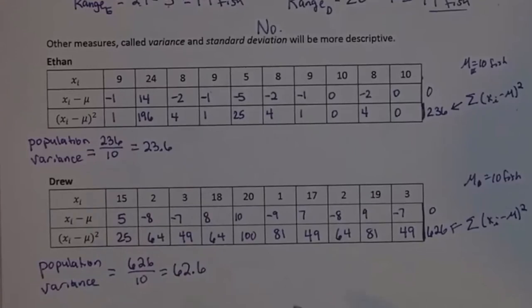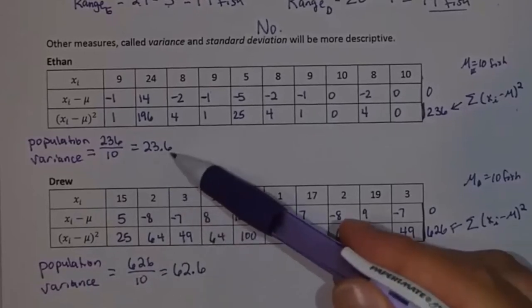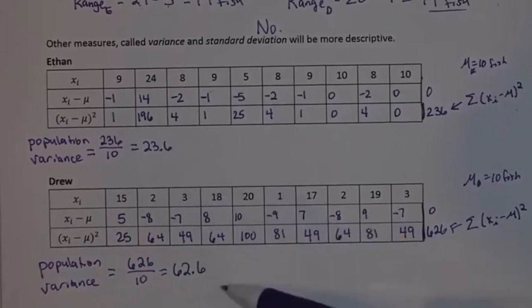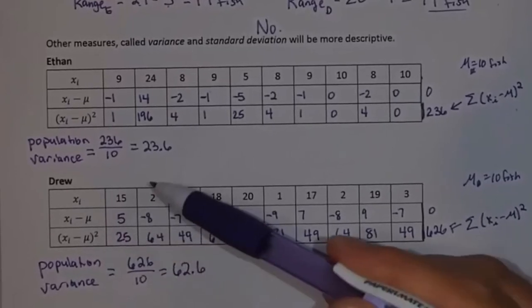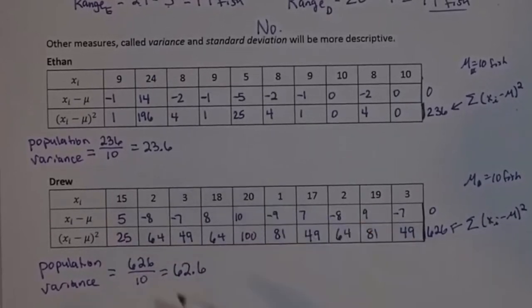the more dispersion there is in the data. So finally, between Ethan and Drew, we finally have a difference in the description. Ethan has a variance of 23.6. Drew has a variance of 62.6. The fact that Drew's is 62.6 compared to Ethan's 23.6 means that Drew's data is more dispersed. It's more spread out. It's less consistent. So this is a measure of how spread out the data is going to be.